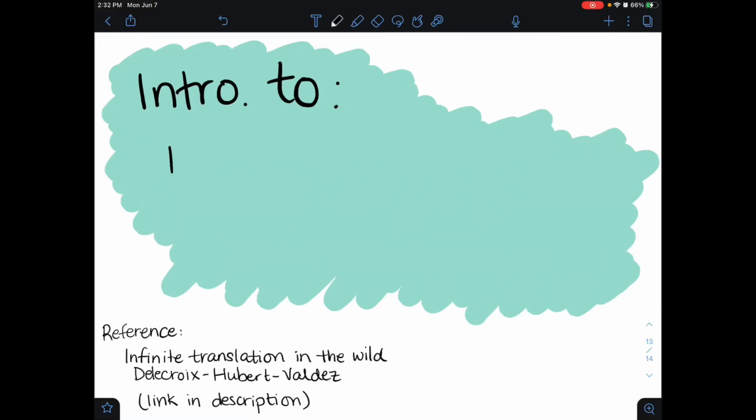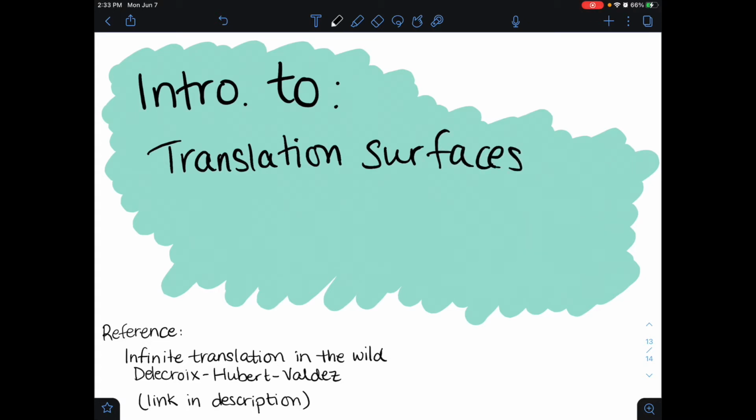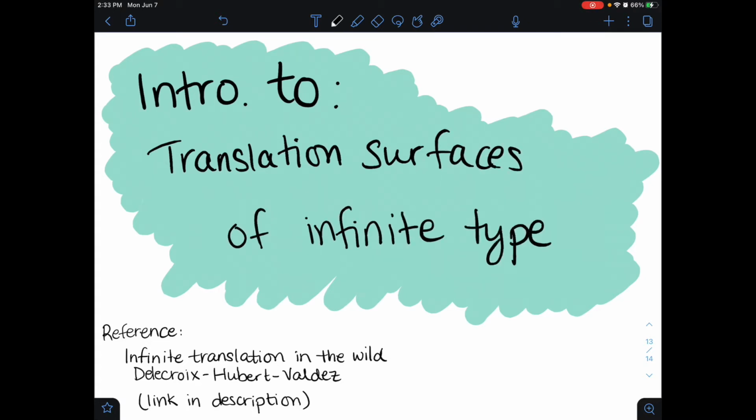This is an introduction to translation surfaces of infinite type. And the main reference is Infinite Translation in the Wild by Vincent Delacroix, Pascal Hubert, and Ferran Valdez. And I'll put a link in the description for that. So the first thing to ask ourselves is, what is a translation surface?